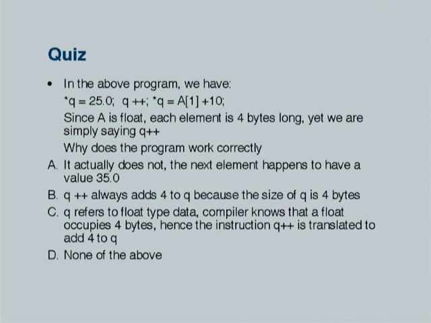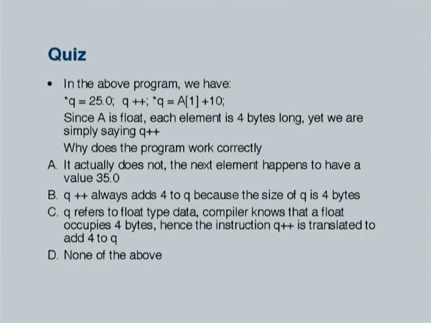Option B says Q++ always adds 4 to Q, because the size of Q is 4 bytes. Please note that the size of Q merely determines the total number of unique locations Q can address. Therefore, the size of Q has nothing to do with what value is inside Q and by what value it should be incremented. That is why answer B is wrong. Answer D is wrong, because as I said, there is a correct answer, and indeed C is the correct answer.